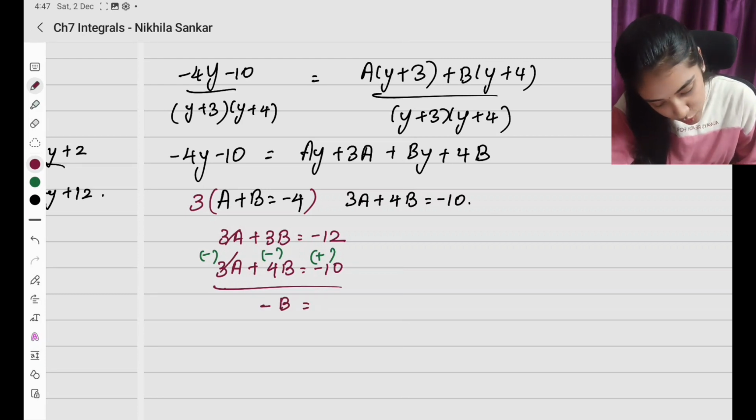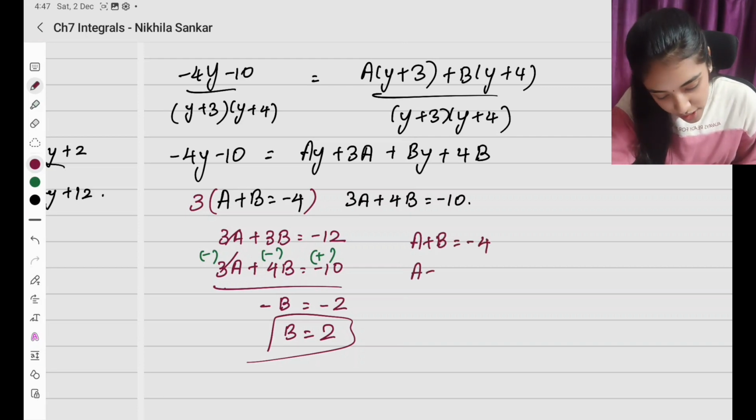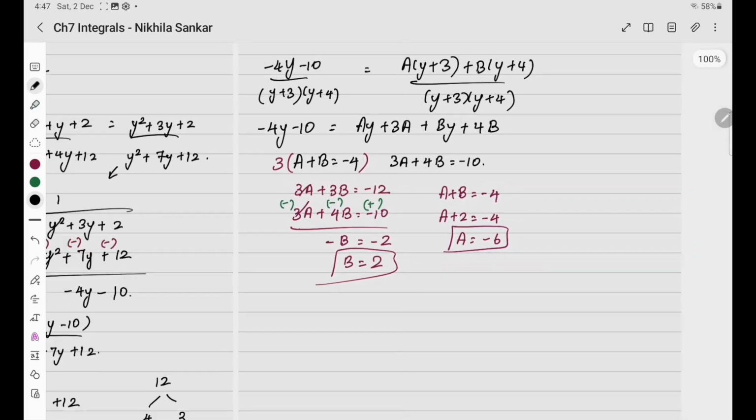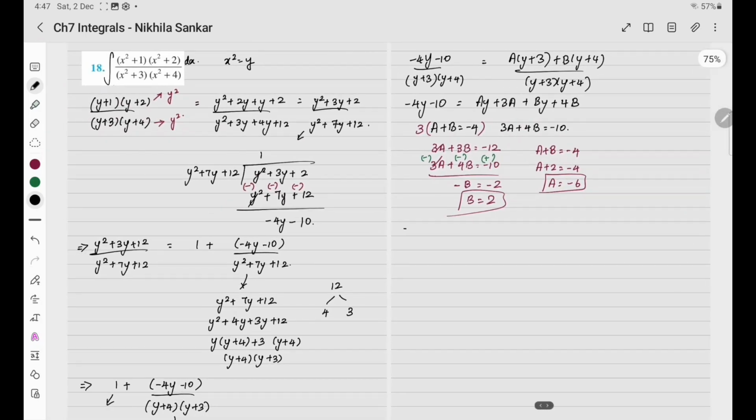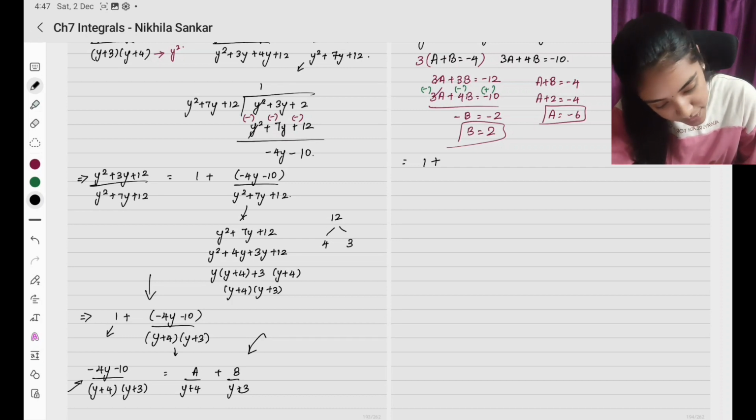When I substitute that in one of the equations, I have a plus b equals minus 4. a plus 2 equals minus 4. a equals minus 4 minus 2, which is minus 6. So a value is minus 6. So when I substitute it, my question becomes, when I resubstitute for this, I have a divided by y plus 4, which is minus 6 divided by y plus 4 plus b, which is 2 divided by y plus 3.